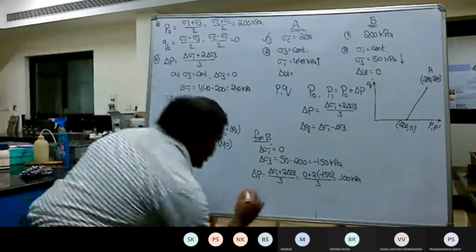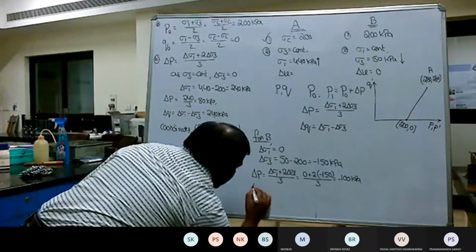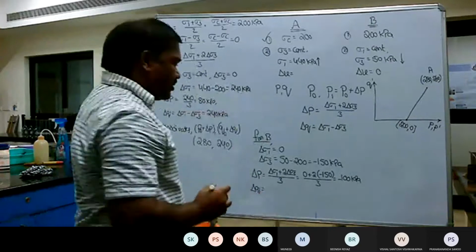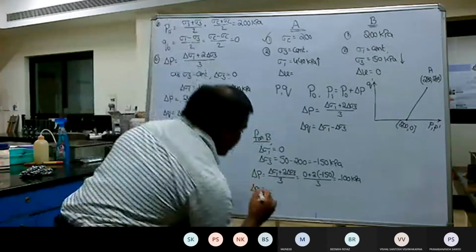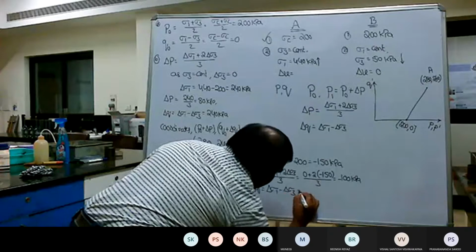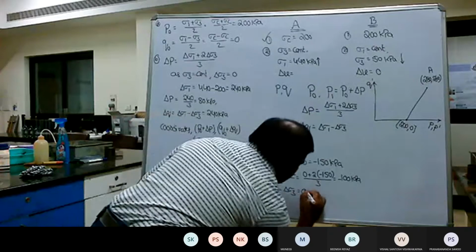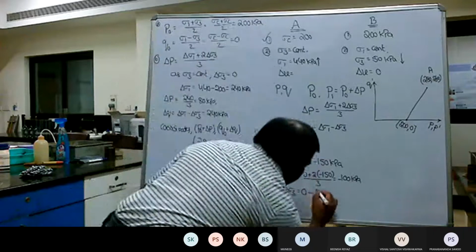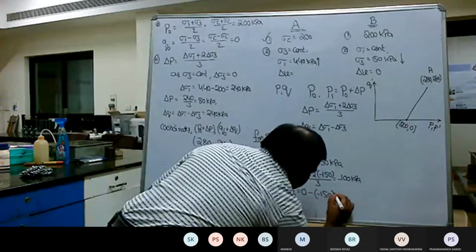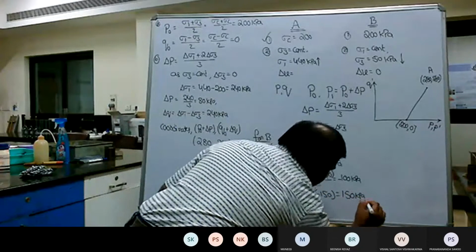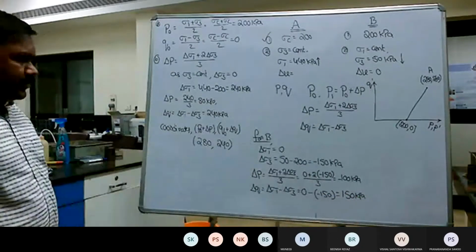This is delta P. Similarly, delta Q is delta sigma 1 minus delta sigma 3. So delta sigma 1 is 0, minus delta sigma 3, which is minus 150. So this will become 150 kPa.